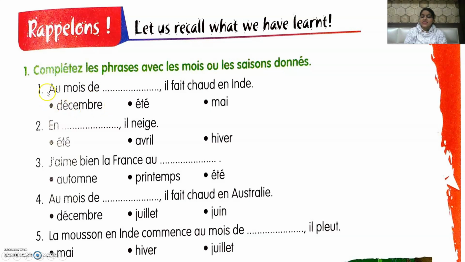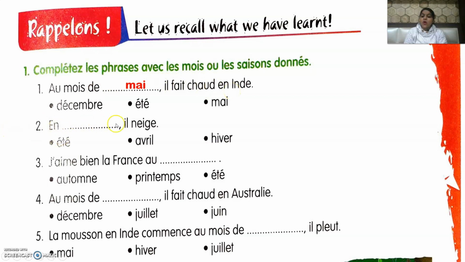The first sentence says: au mois de dash il fait chaud en Inde. That means in the month of dash it's hot in India. So in which month is it hot in India? We will write down au mois de mai. So in the month of May il fait chaud en Inde.